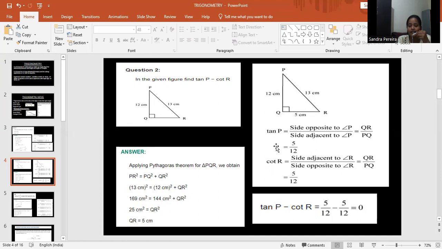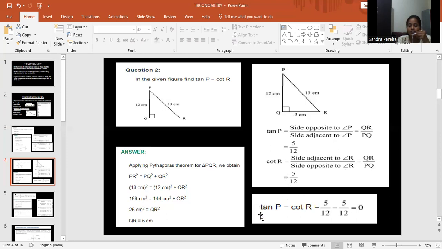And we know that cot of angle theta, or cot of any angle, is the reciprocal of tan of the angle. That means B by P. Here B is our QR and P is our PQ, that is QR by PQ. We put the value of QR and PQ, and we got 5 by 12.